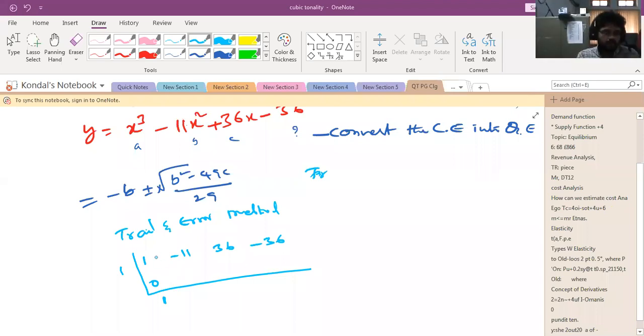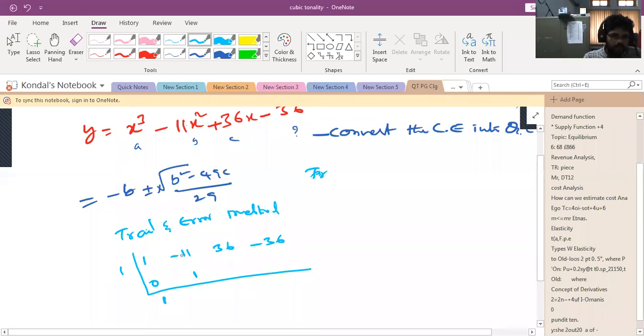Yeah, see that. We need to go with the trial and error method. We have taken 1, minus 11, 36 and minus 36. So we multiply with 1. That is 1 into 1, 1. Here minus 11 plus 1, how much will we get? Minus 10, right? Minus 10 into 1, minus 10. Then plus 36, how much will we get? Plus 26. Plus 26 into 1, 26. So how much will we get here? Minus 10, right? So here x is not equal to 1.